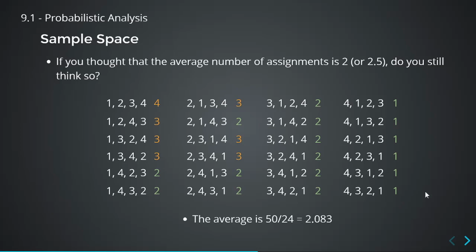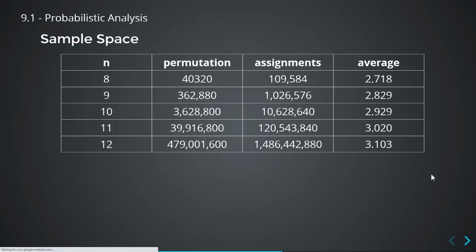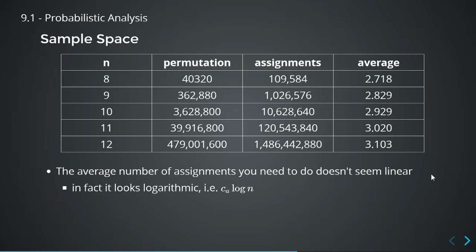But in fact, if you increase n, and I actually ran a program that computes this, this is the average number of assignments. So with 4, you have 2.083, sure. But with 10, you got 2.9. You probably guessed it was 5 or somewhere near 5. With 12, it's actually 3, not somewhere near 6. So the average number of assignments that you do doesn't seem linear. Like, it doesn't grow with n, right? Like 8, 9, 10, 11, 12. This is like 2.7, 2.8, 2.9, 3, 3.1. Goes up much slower.